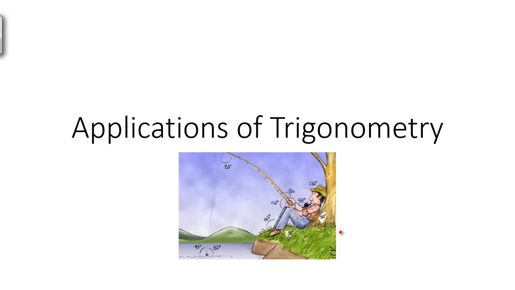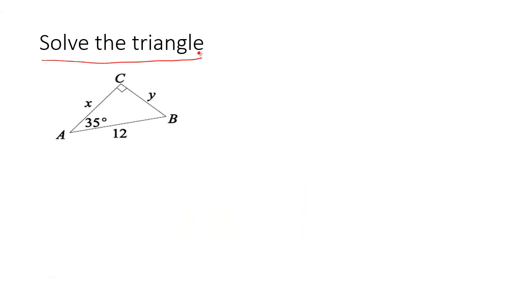This lesson is going to look at some applications of trigonometry. Let's just look at some solving the triangle examples. Solving the triangle means finding all the missing pieces. So in this case, we have a right angle triangle. Remember, we can use SOHCAHTOA. We can also use the Pythagorean theorem. Those are the two things we're allowed to use for a right angle triangle.